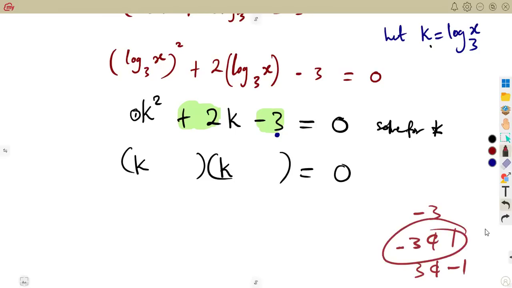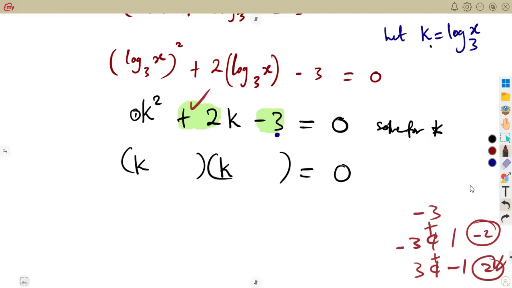If you multiply this, you get negative 3. If you add, you get what? Negative 2. You multiply this, you get negative 3. But if you add, you're going to get a positive 2. So this is exactly what we want, where we have got what? A positive 2 at the end. So it was 3 and what? Negative 1. Plus 3, minus 1.